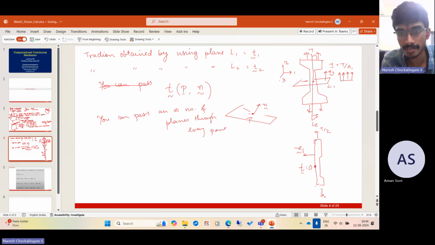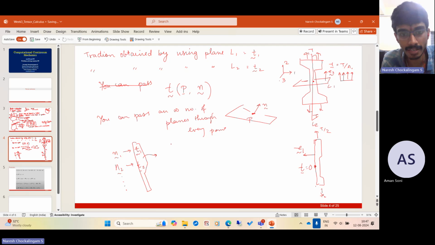Which means if you take this internal force distribution and take the limiting process and find out the traction, for n1 you have a traction. For n2, you have a traction. But you can have an infinite number of normals at every point, which means you have an infinite number of traction vectors. So this is really hard to handle. This doesn't allow any physical interpretation, right? You cannot have an infinite amount of information at a given point.